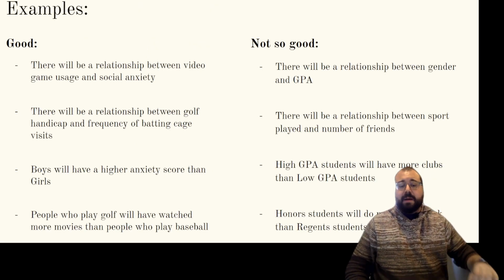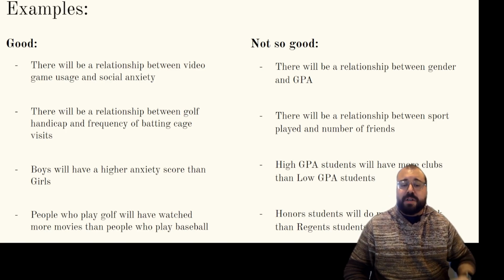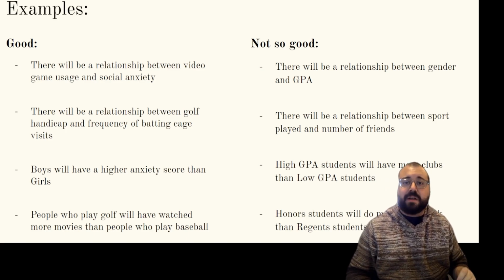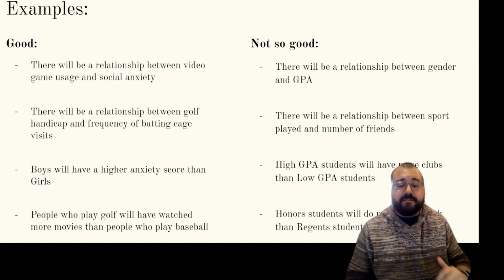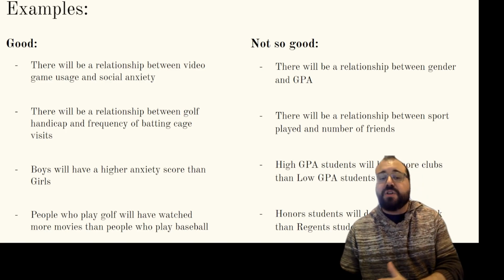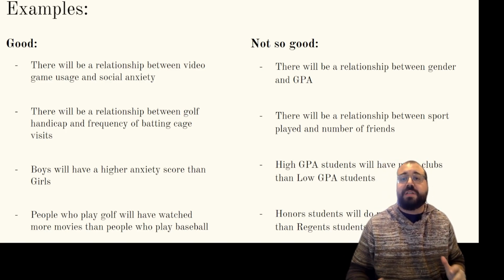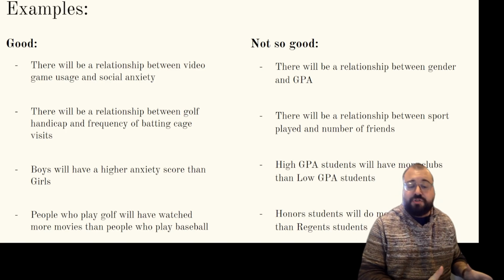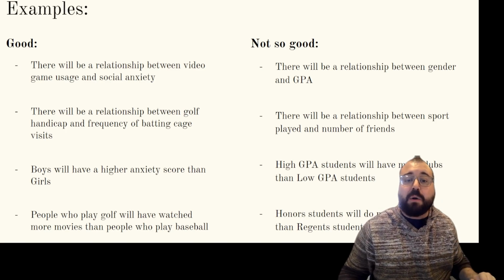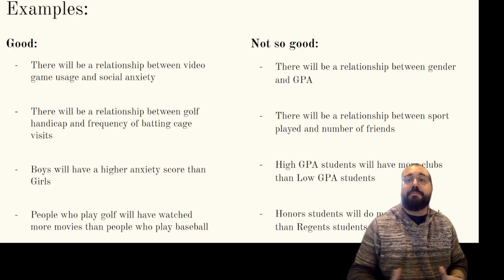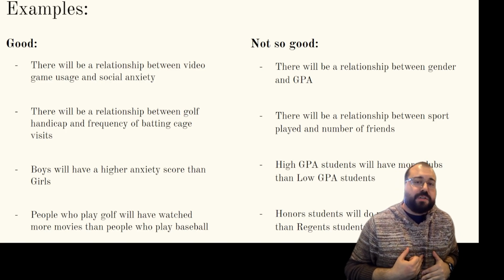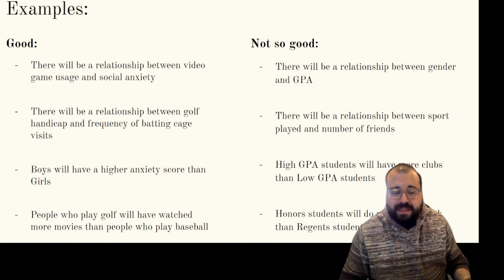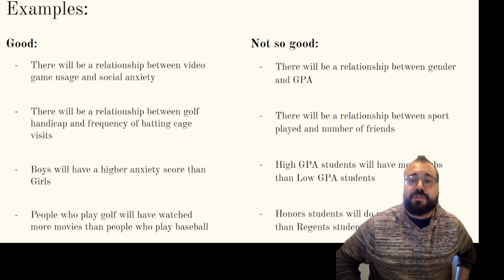Let's look at some good examples. There will be a relationship between, okay, we're looking at 2 variables here: video game usage and social anxiety. Those are 2 things that vary among people. So we need to come up with a way of measuring video game usage. Maybe hours per week. Then we need to measure social anxiety: how socially anxious are you on a scale of 1 to 5? That's how we'll ask the questions, and that's how we'll address this hypothesis.